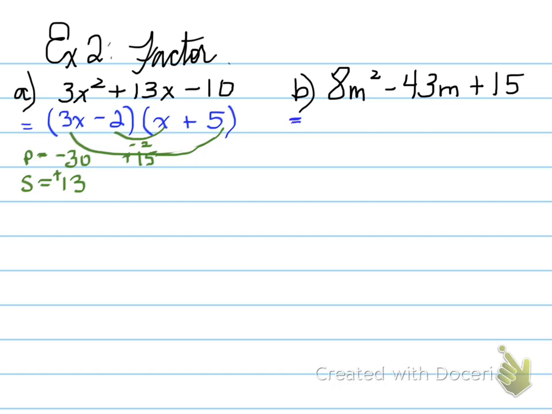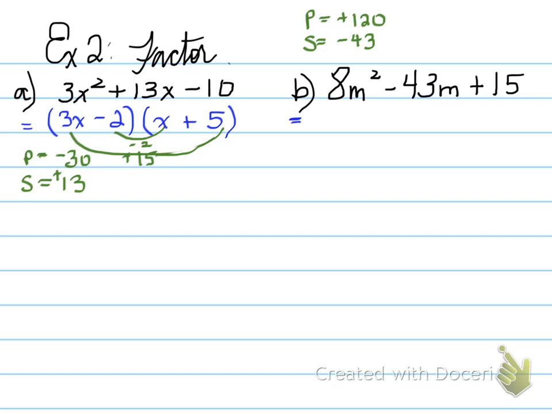We know there's no common factor, but we also know that the product here is going to be a little bit harder because it's a bigger number, but it's not to be afraid of. We have positive 120 as our product, and our sum is going to be negative 43. So our product is 120, our sum is negative 43. What 2 numbers multiply to give us positive 120 and add to give you negative 43?